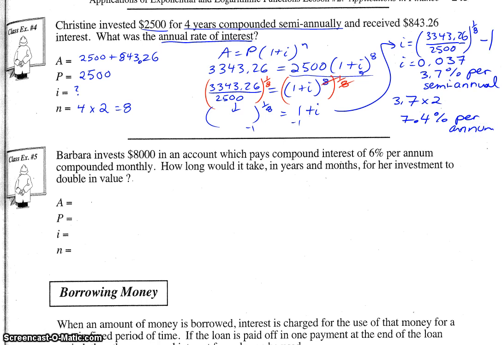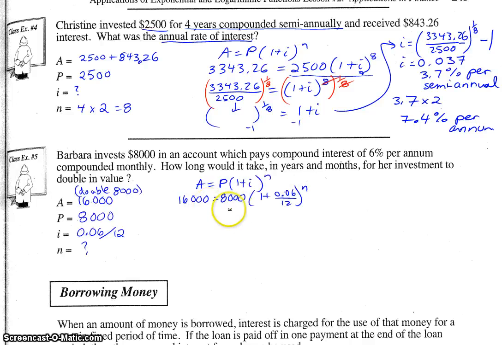Barbara invests $8,000 in an account which pays compound interest of 6% per annum, compounded monthly. How long would it take in years and months for her investment to double in value? Okay, I want you guys to take a stab at this one yourself, at least to the point of where you've set up the equation, and then we'll talk more about where to go after that. So try to set up the equation, get all the numbers in there, as many as you can, and then we'll talk about how to solve it. Pause your video.